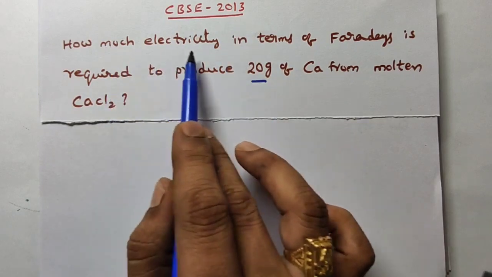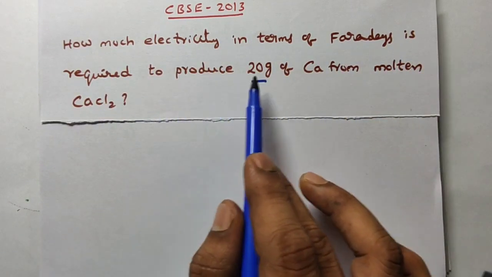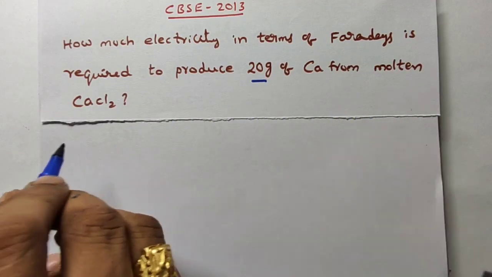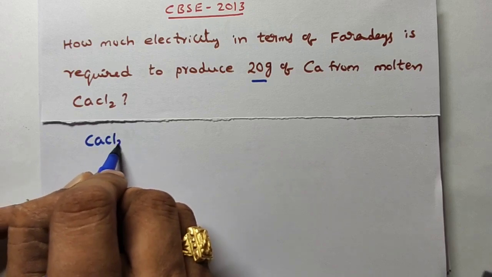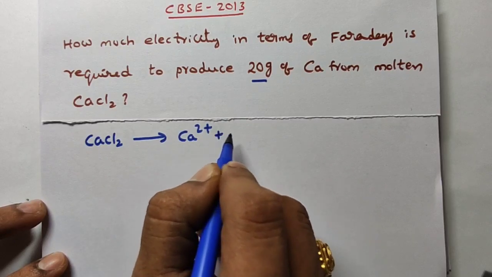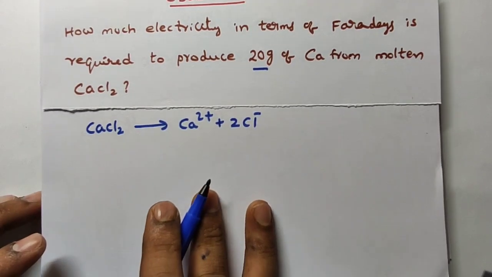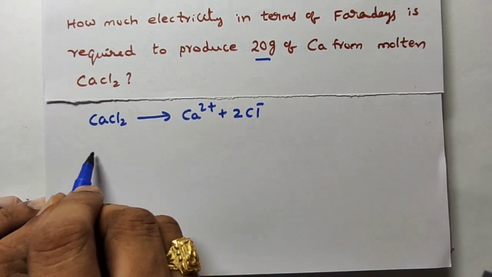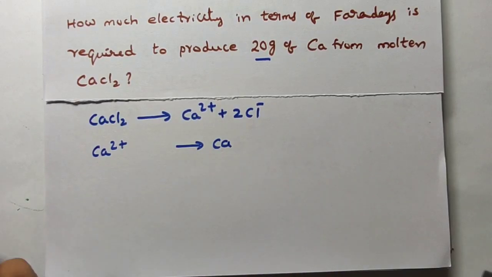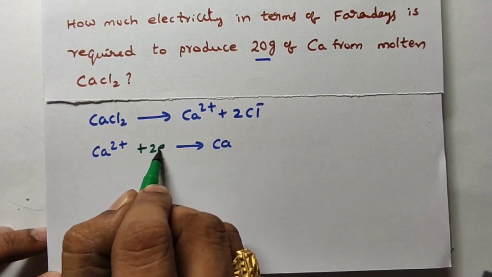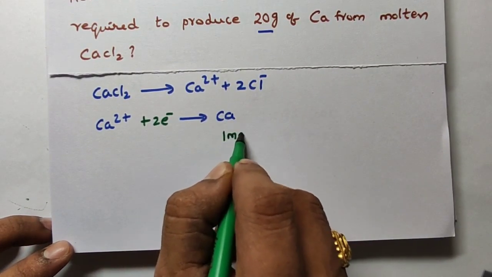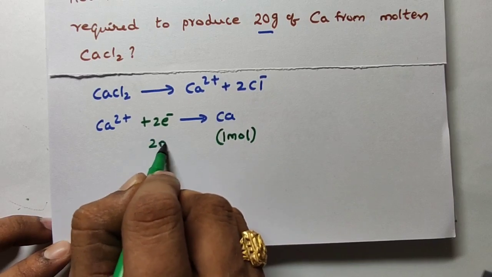CBSE 2013, how much electricity in terms of Faradays is required to produce 20 grams of calcium from molten calcium chloride? First you can take calcium chloride, CaCl2. CaCl2 splits into Ca2+ plus 2 moles of Cl minus. Here we have to focus on calcium. So you can take Ca2+ converted into Ca. It can gain how many electrons? Plus 2, so it gains 2 electrons. So this indicates for formation of 1 mole of calcium, we need 2 moles of electrons.